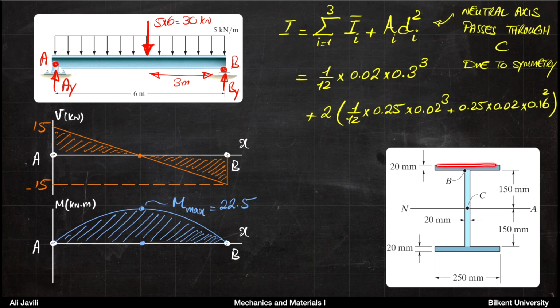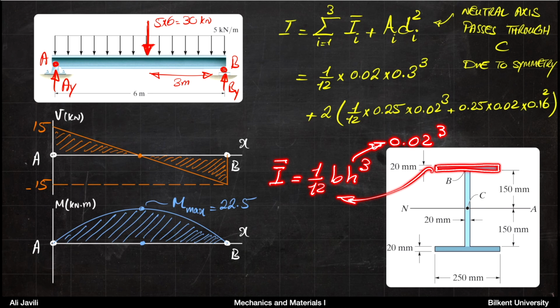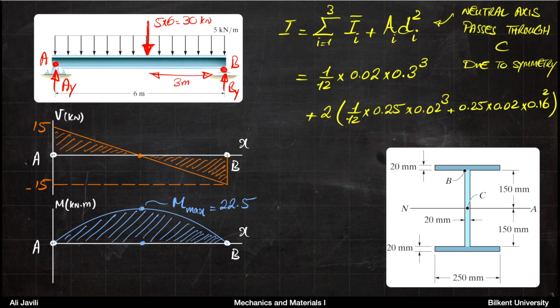And now if, for instance, we look at this one, I bar for that section would be also 1/12 BH cubed, where H would be the thickness of that, which is 20 millimeters. So you would have 0.2 to the power 3. B would be the width of that, which is 250 millimeters. So you would have 0.25. So basically this term is your I bar 1. This is your first term.